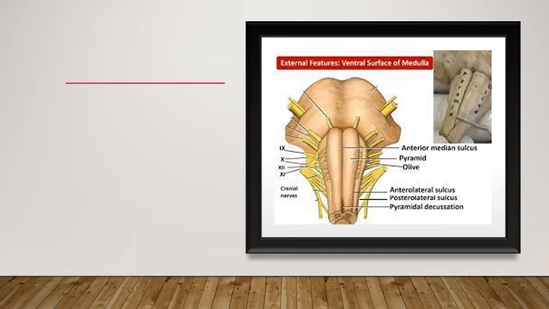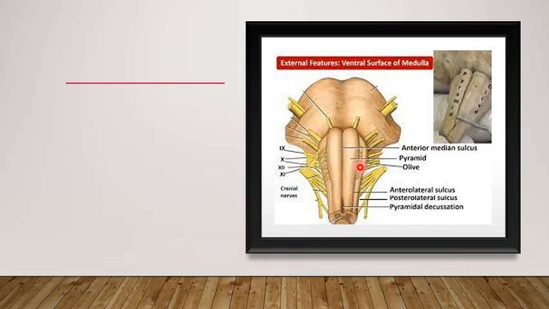The elevation is caused by a large bundle of fibers. यहाँ पर आप ये जो elevation देख रहे हो, the main elevation that you are seeing here is because of a large bundle of fibers that descend from the cerebral cortex to the spinal cord. Okay, so that has to be understood. Next is olive. You are seeing here olive. In the upper part of the medulla, the region between the anterolateral and posterolateral sulcus.